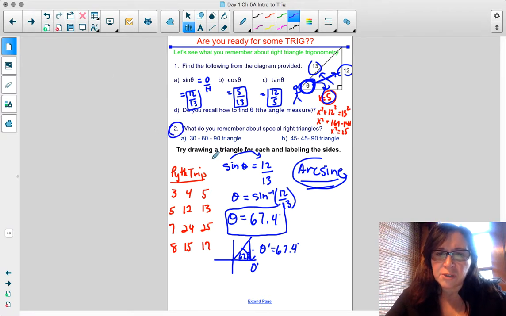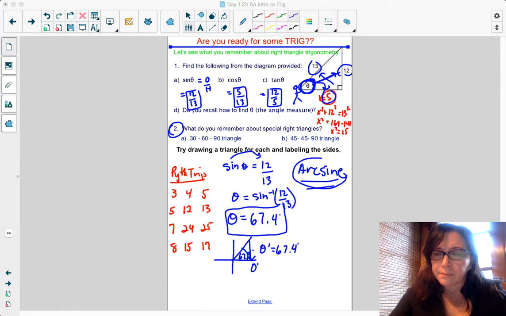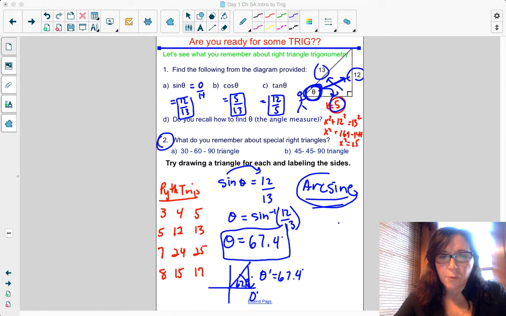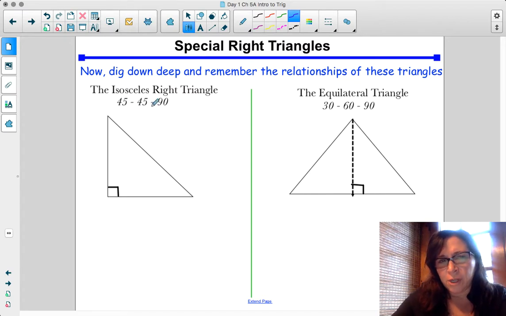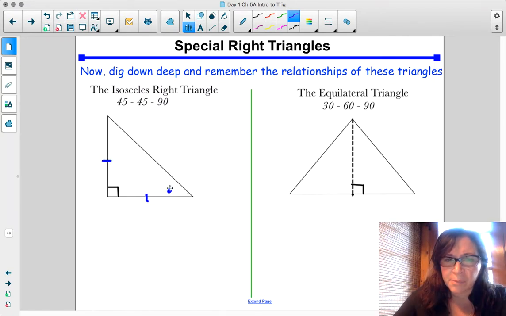The next question deals with what you remember about special right triangles. So for problem number 2, I'm going to continue on the next page. What you should remember about a 45, 45, 90 triangle is that this side and this side are equal because both of the angles are congruent. So we have 45, these are both the same.